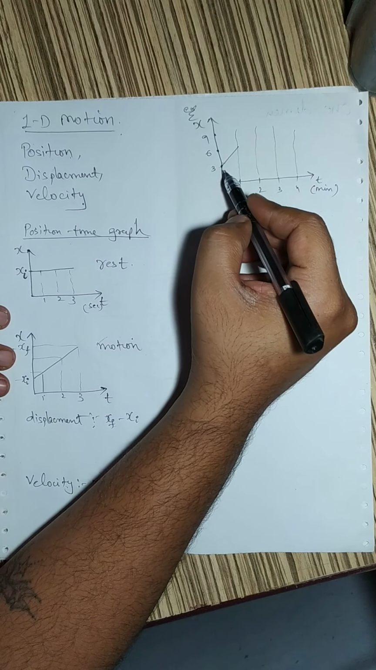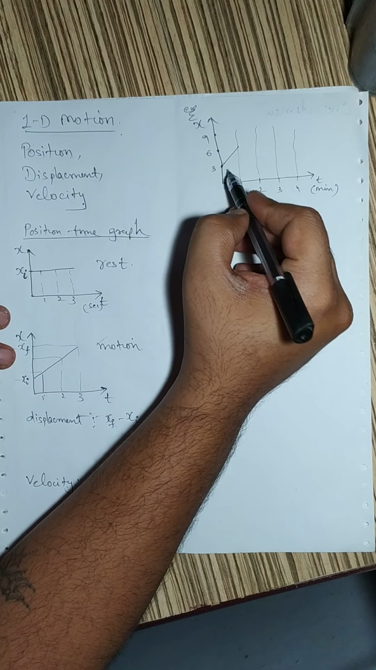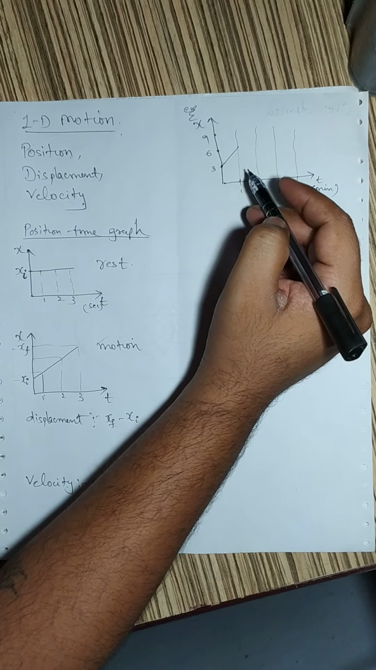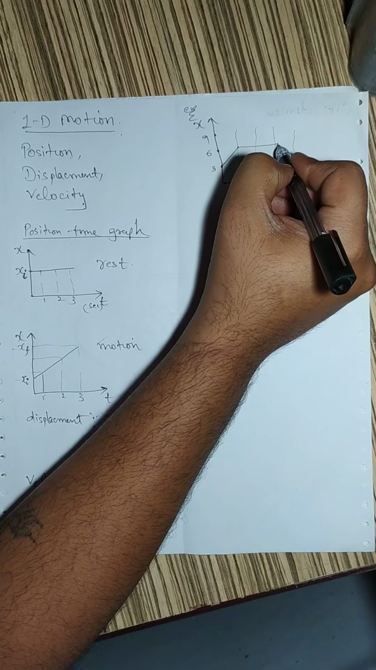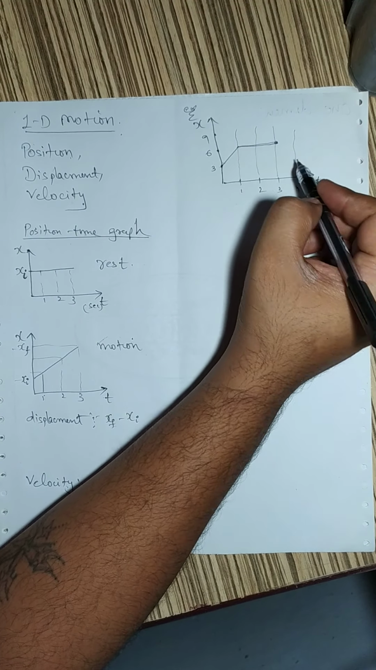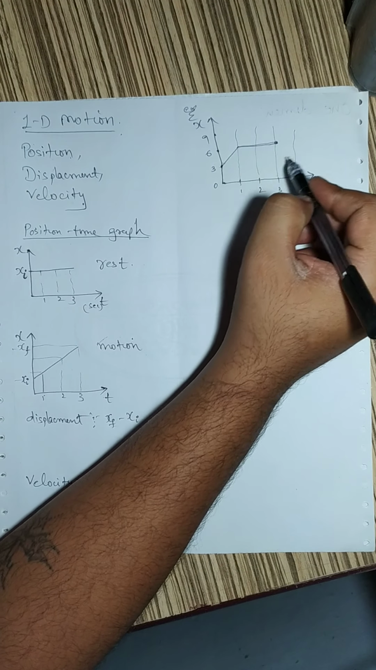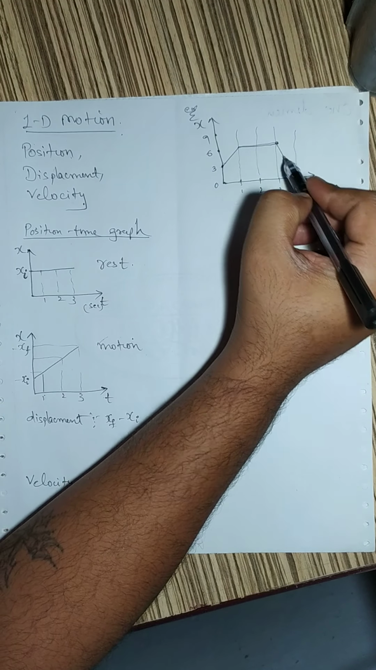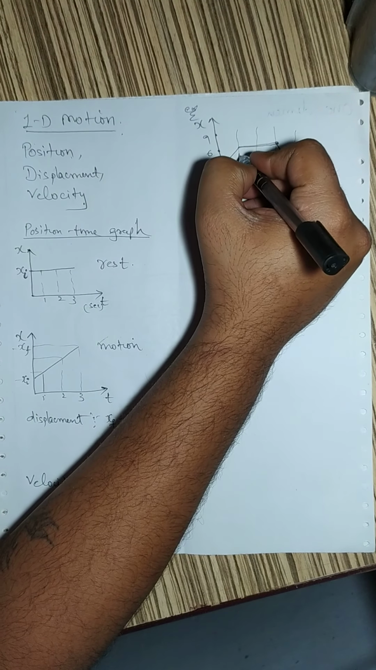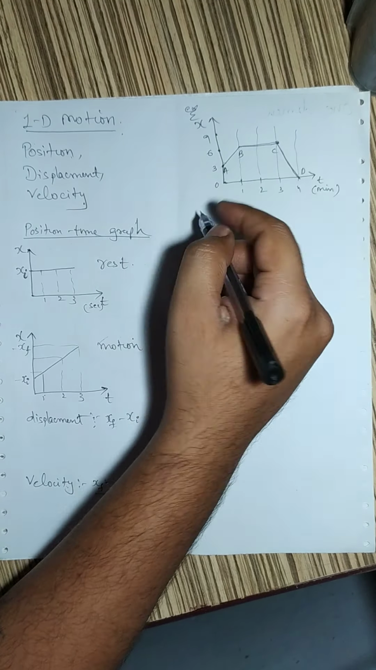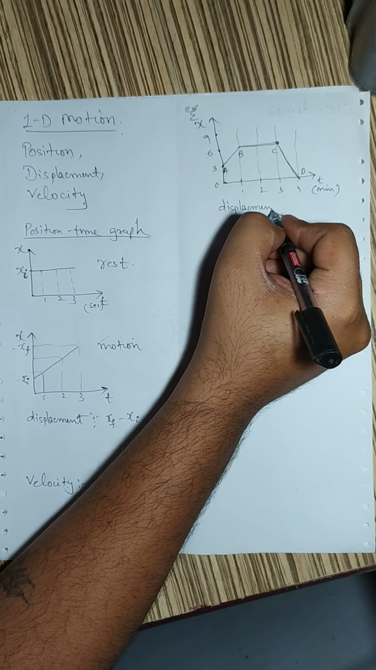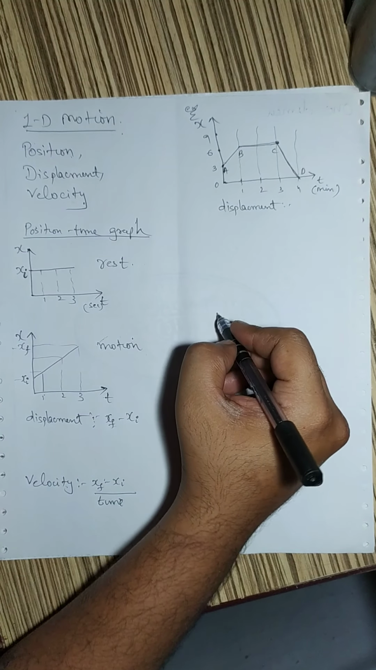So the question says that a body is moving from position 3 to position 6 in 1 minute. Then it remains there for the next 2 minutes. And then after the next 2 minutes, it comes back to position 0. Now from this graph, if we label it A, B, C, D, again we can calculate displacement. Also we can calculate velocity.